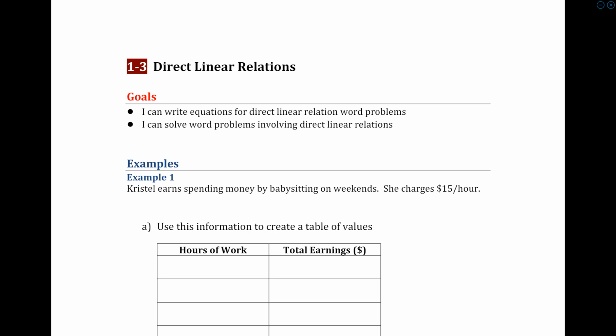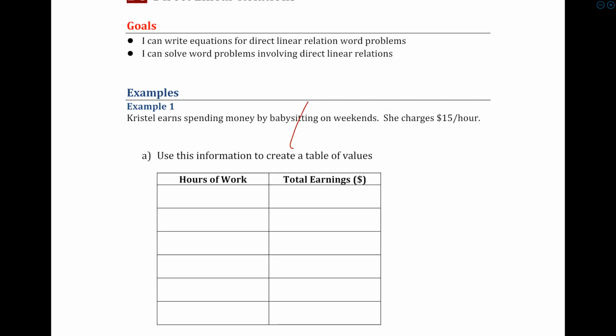Main idea today? The main idea is taking words and trying to say, okay, what does this mean mathematically? How do I translate what this is saying into something that I can use or extrapolate and simplify? Because here's often the issue. Let's look at this first situation.